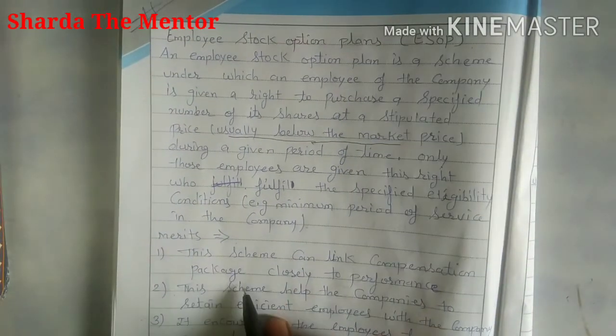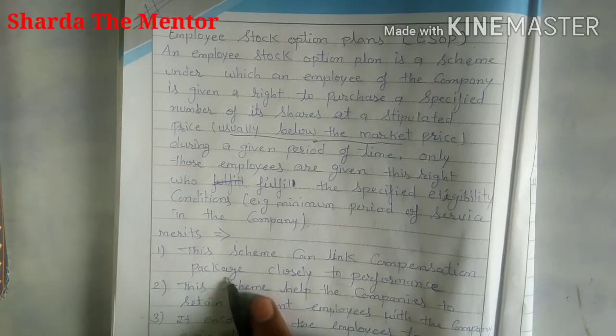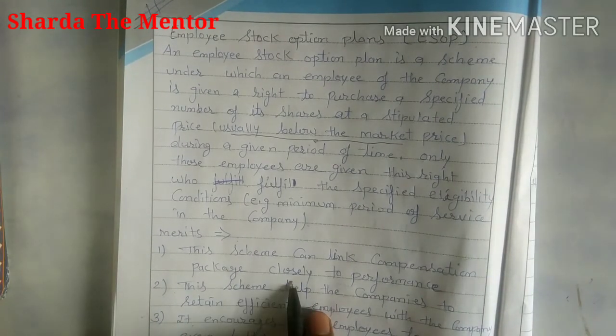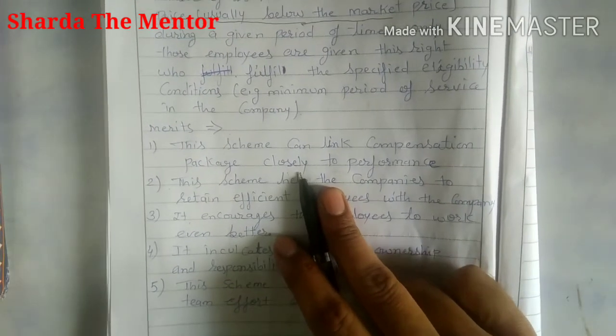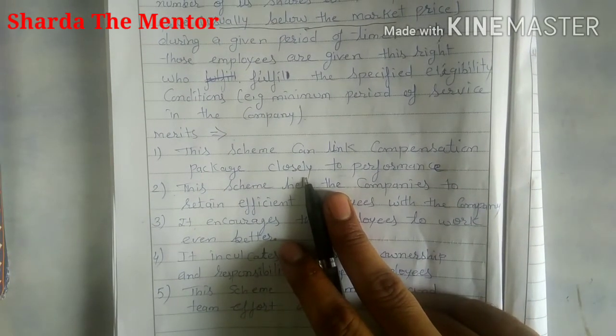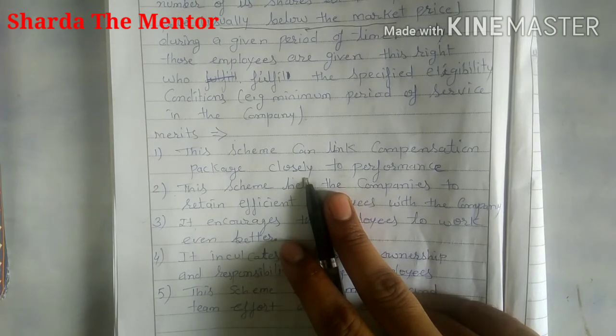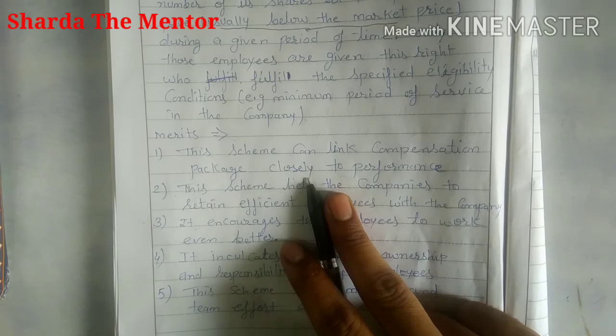Some merits of these schemes: first, these schemes can link the compensation package closely to performance. As you already know, the company will provide some kind of benefit to employees on the basis of their performance. If any employee is performing very well, then to boost the morale of that employee the company gives a bonus on a performance basis. In the same way, if any person is doing extraordinary work in the company, then on the basis of performance the company gives these types of packages in terms of compensation.